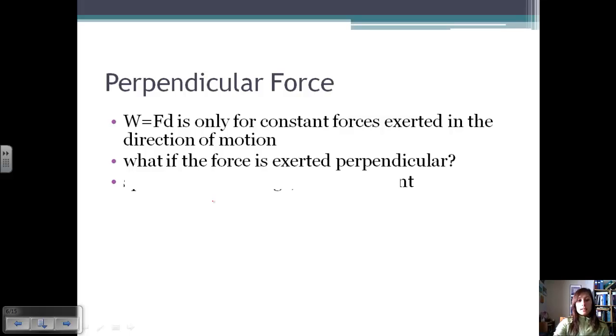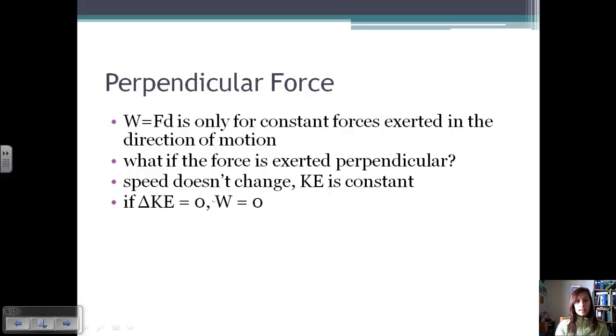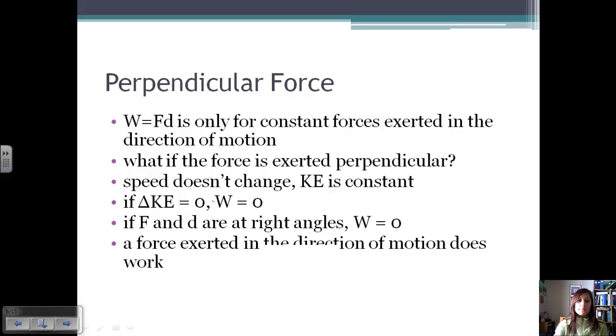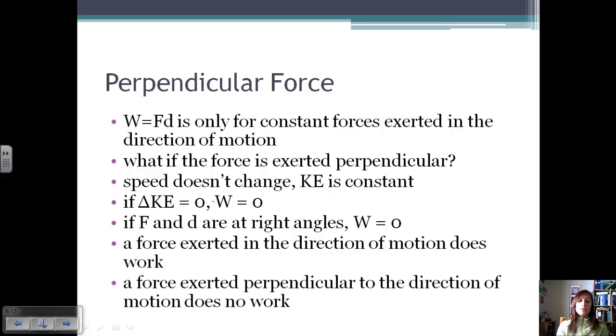So if you have a perpendicular force, it's not going to change the speed, and the kinetic energy is going to stay constant. If kinetic energy stays constant, we know that through the work-energy theorem that change in kinetic energy is caused by work. So if the change in kinetic energy is 0, then the work done is 0. So if force and displacement are at right angles, or if the force is perpendicular to the direction of motion, then work is going to equal 0. So the only time that we can have work is if force is in the direction of motion. If the force is exerted perpendicular to the direction of motion, it won't do any work.